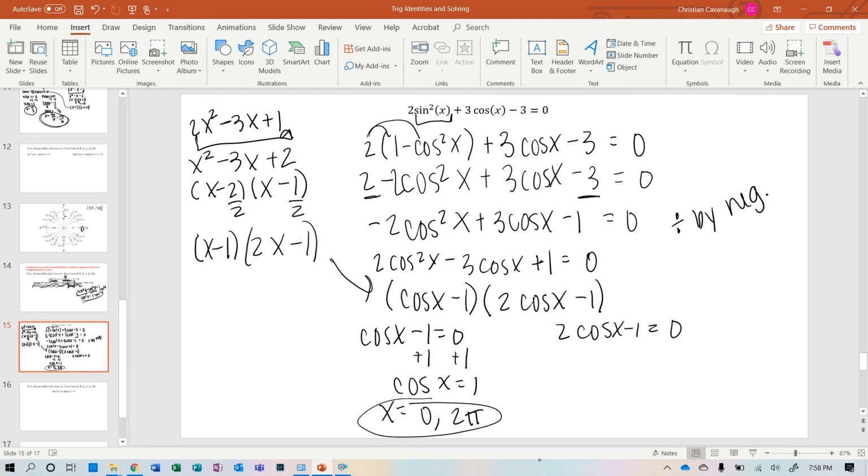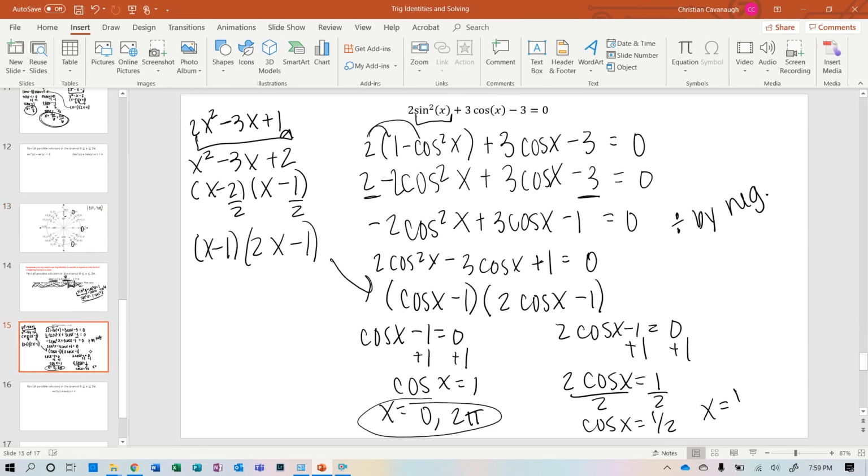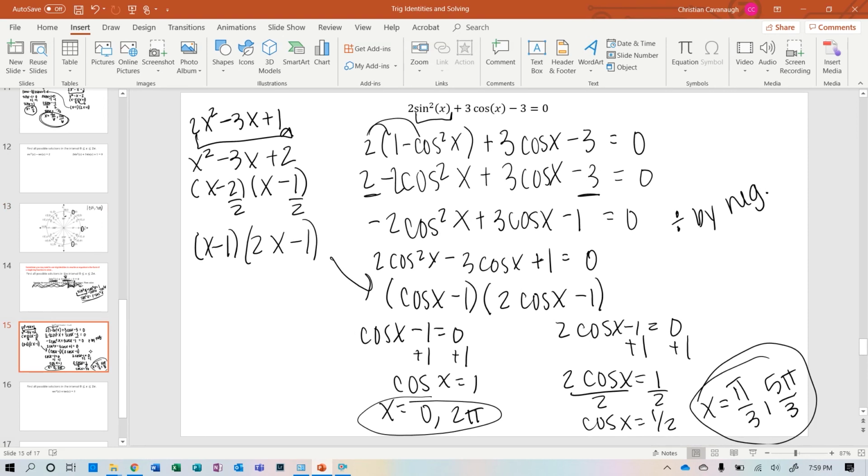And now I'm going to go to my other factor and add 1. So I have 2 cosine x equals 1. Divide by 2, and I have cosine x equals 1/2. I'm going to come to my unit circle to find where cosine equals 1/2, which happens at pi over 3 and again at 5 pi over 3. So now I have x equals pi over 3 and 5 pi over 3. And in this one, all 4 of these are solutions.